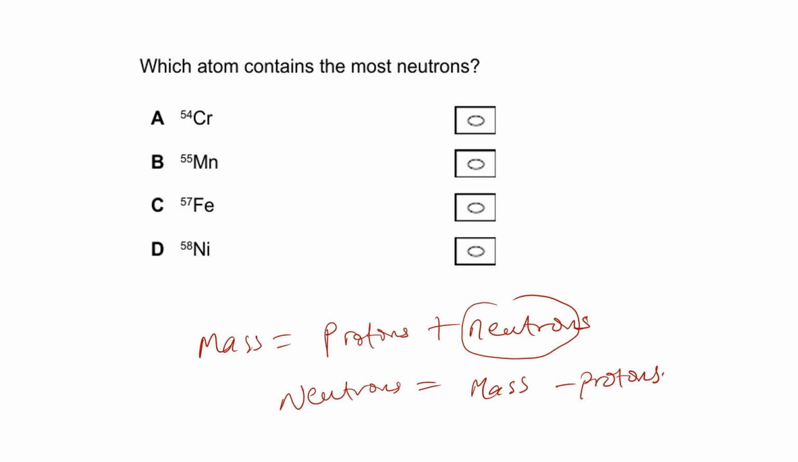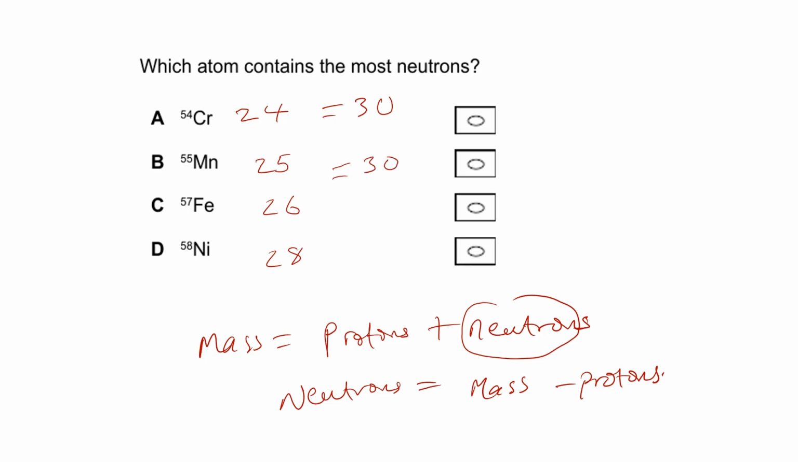So chromium is 24, manganese is 25, and iron is 26, then nickel is 28. All right, so let's look at the number of neutrons that they all have. For chromium, 54 minus 24 will give us 30, right? For manganese, 55 minus 25 will give us 30 as well.